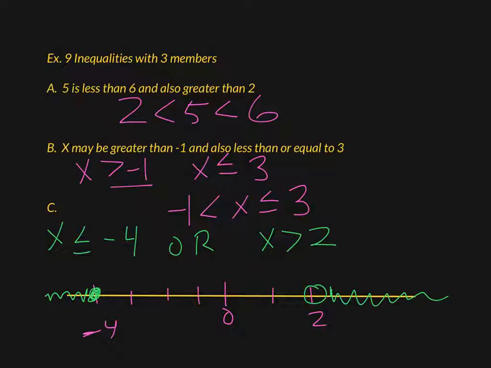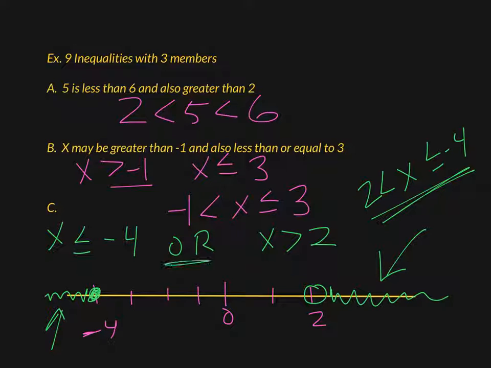Now, we have to be careful here, because this is not the same as saying x is greater than 2 and x is less than or equal to negative 4. That would mean x has to be everything greater than 2, and also everything down here. Well, that's impossible. You can't have a number that's greater than 2 but also less than negative 4. So just be careful where it's "or." Sometimes you can't combine them together to make one big inequality.